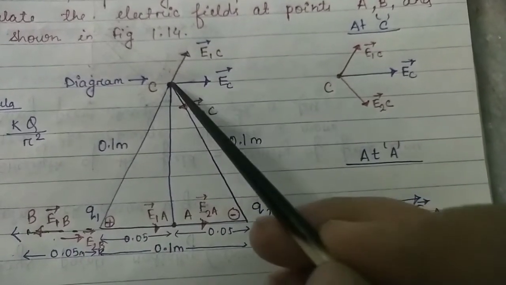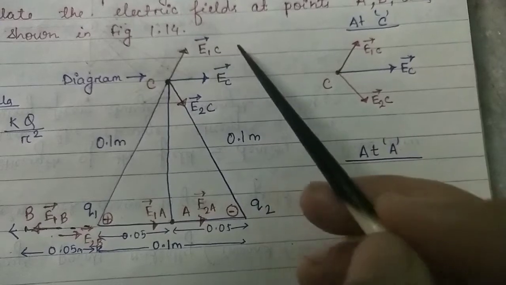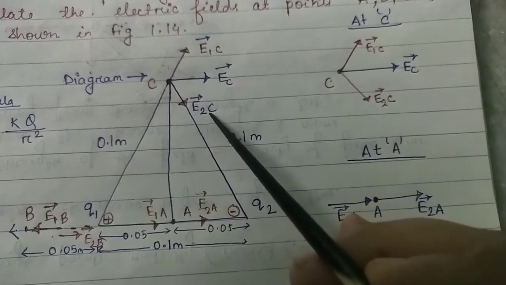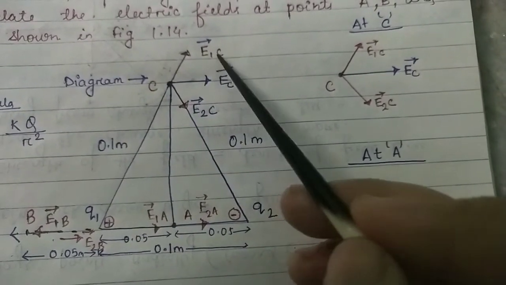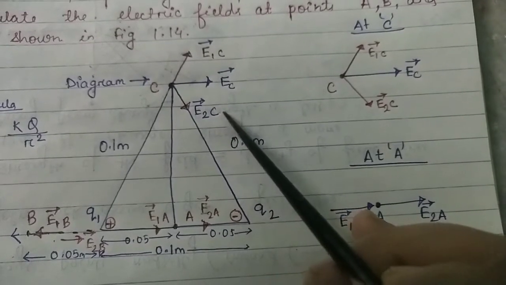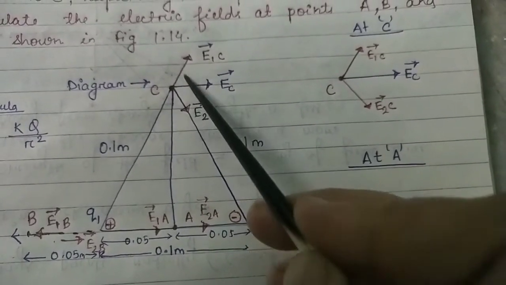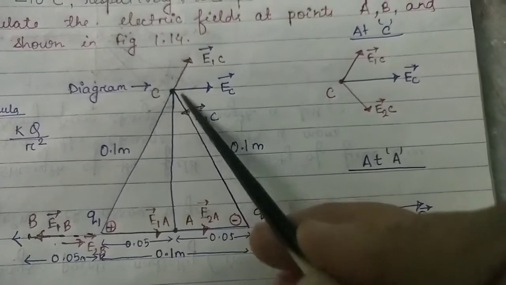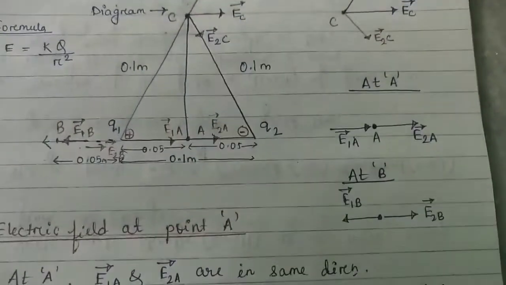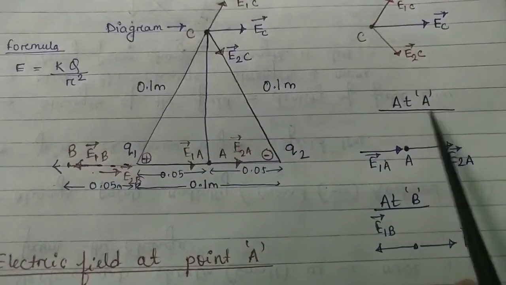EC will be equal to root over E1C square plus E2C square plus 2 into E1C into E2C, then cos of the angle between them. This is 60 degree, this will be 120 degree. Okay. Next, let us move to the point A.